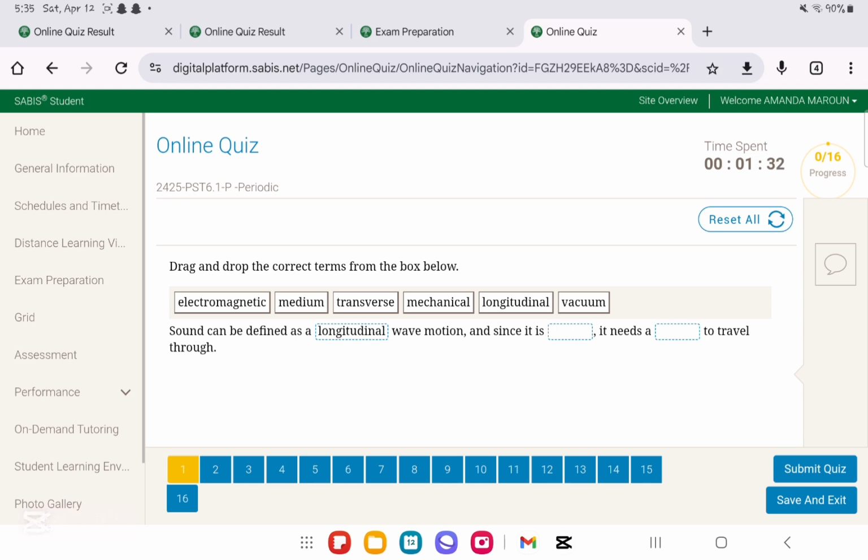Okay, it is also what? It is mechanical. Why is it mechanical? Because it needs a medium to travel through. If you go to space without a helmet or without walkie-talkies, you will not be able to hear the other person because in space it is vacuum. There's no medium. So if you scream, no matter how hard you scream, you will not be heard because there is no medium for the sound to travel through.